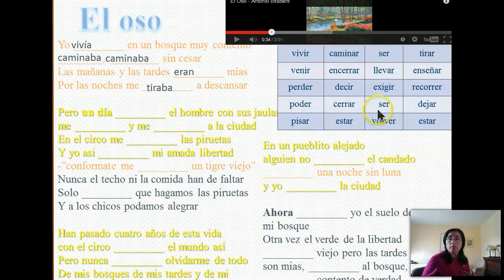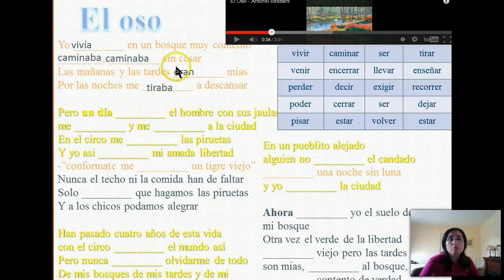Here are all the verbs. I think you know most of these verbs. There are some changes in the words here too, because there are many different versions of the song. Every singer has a different word now and then, so you might have differences in the words. The other verb that you might not know, recorrer is go around. Exigir is to demand, and pisar is to step on, to step. Okay? Muy bien, so let's keep going.